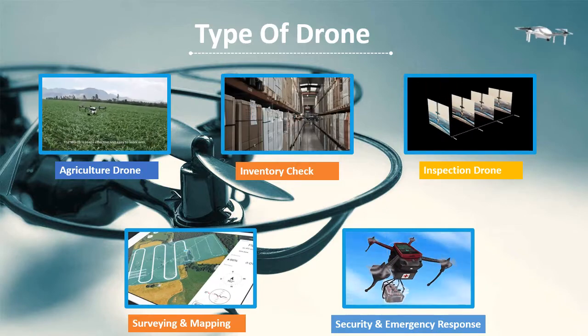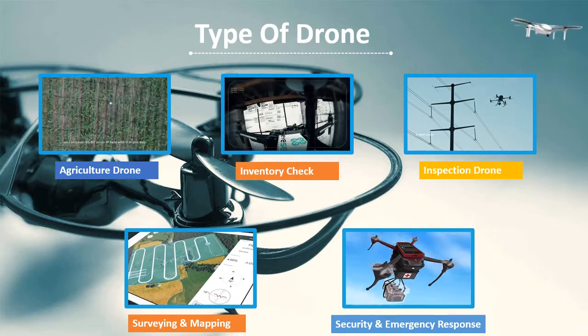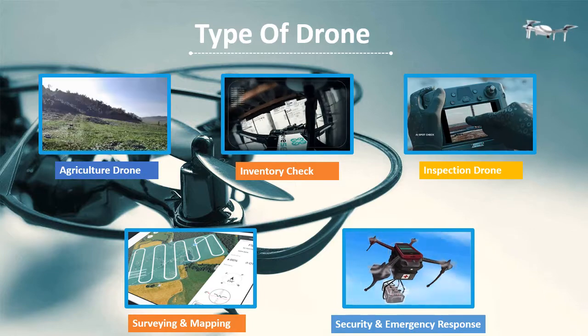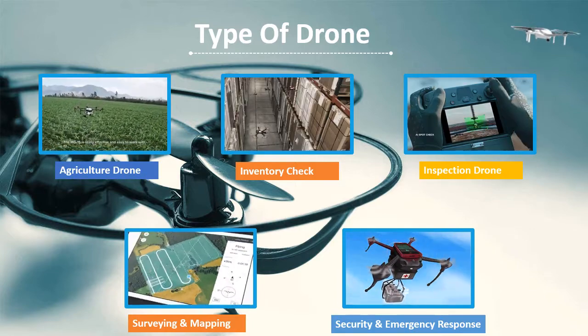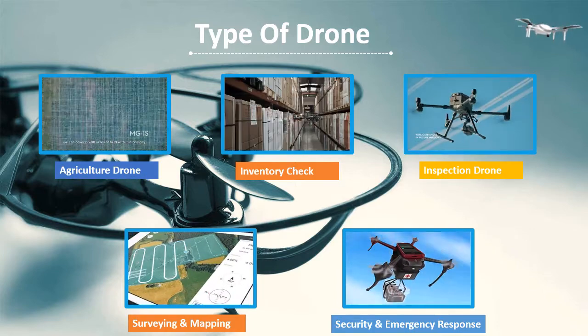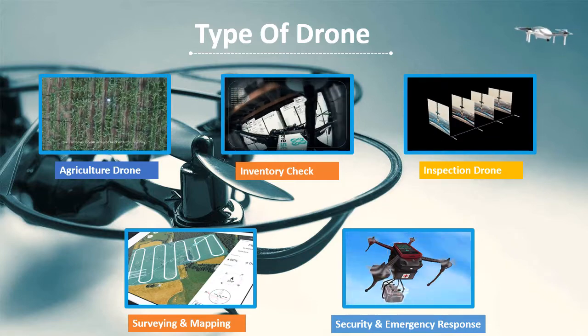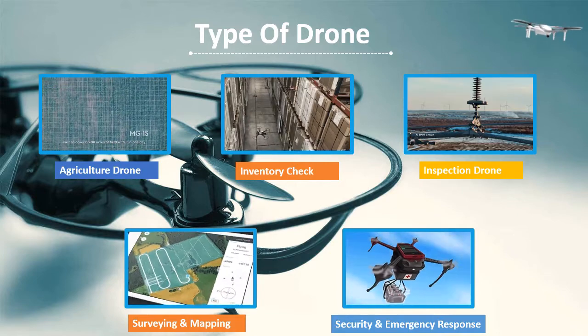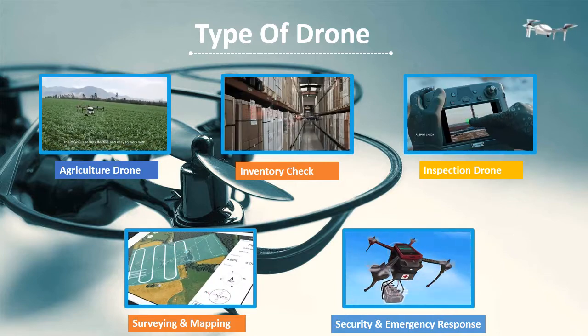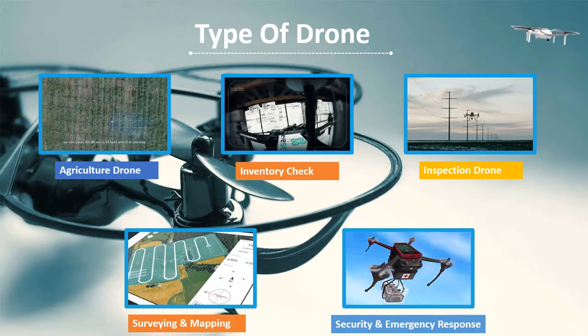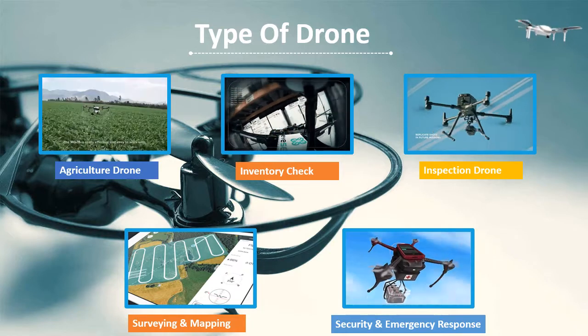Surveying and mapping. With the help of surveying and mapping technology in the drone, the user can do a lot of surveying and take action accordingly. Security and emergency response drones. These drones are very useful for security and hospital purposes, where products can be delivered as per the requirement.